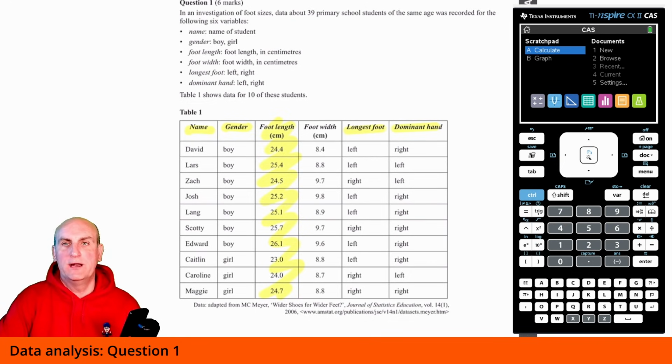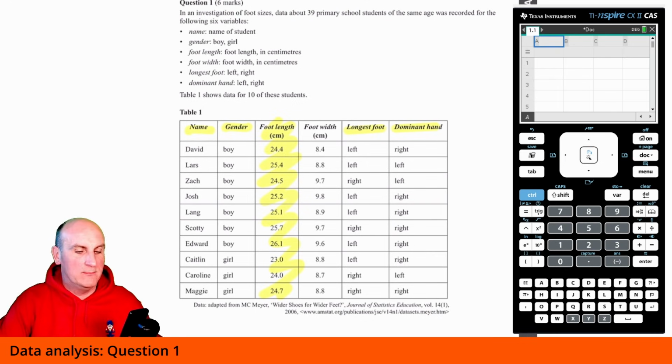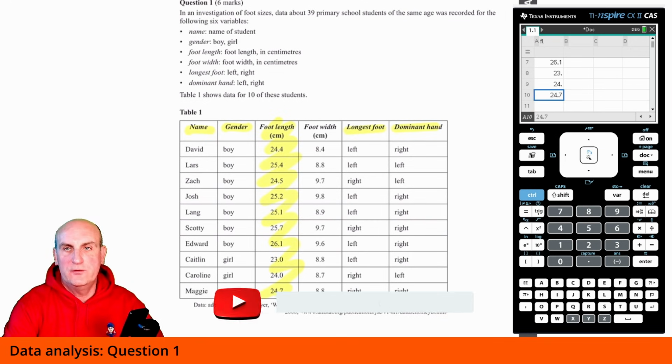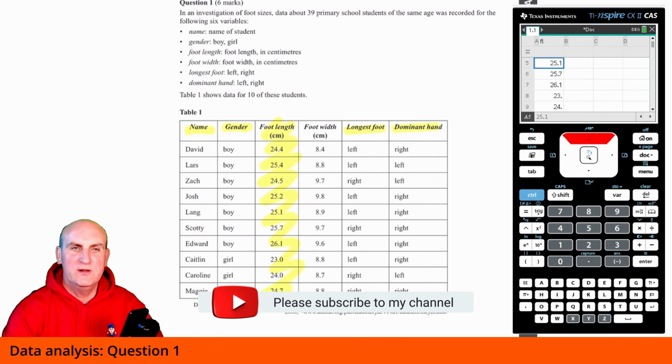Yes, anyway, right, what am I going to do? I'm going to put in a lists and spreadsheet page, and I'm going to always remind myself to name the column FL, every single time. And then I make sure I put the data in correctly. You'd be surprised how many people in the heat of an exam put things in incorrectly. All right, 25.1, 25.7, 26.1, 23, 24, and 24.7. Now, what I tend to do is check that I've got 10 data items. I have 24.7, 24, 23, 26.1, 25.7, 24.1, 25.2, 24.5, 25.4.